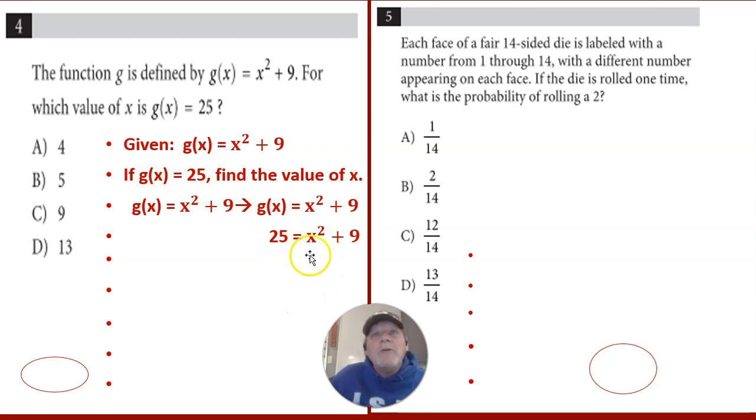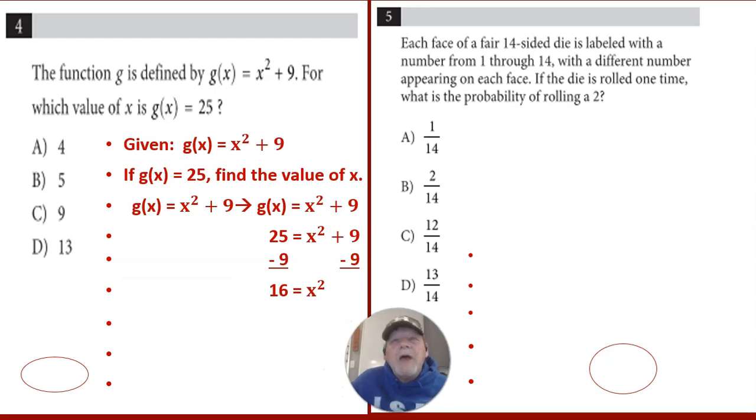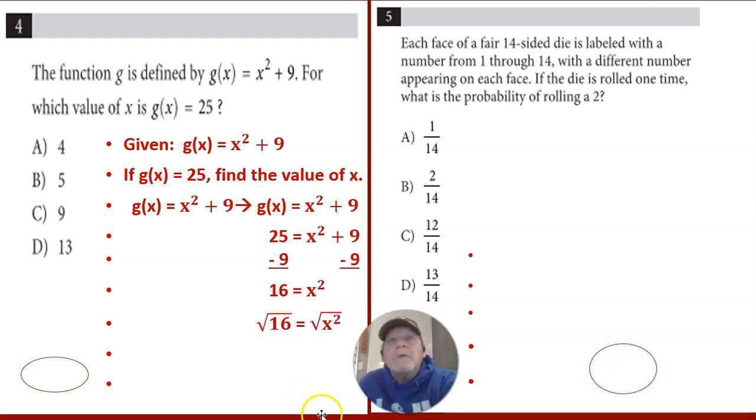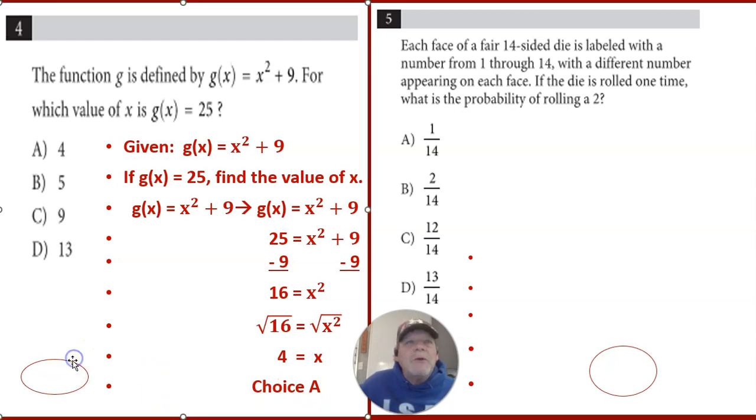Now I'm going to solve this equation using inverse operations. The first operation is I use the subtraction property of equality to subtract 9 from both sides. It's going to cross out on the right because 9 minus 9 is 0. So I have 16 equals x squared. Now the inverse operation of a square is to take the square root. So I take the square root of 16, take the square root of x squared, and the square root of 16 means the number multiplied by itself that will give me 16, which is 4. So my answer is choice A.